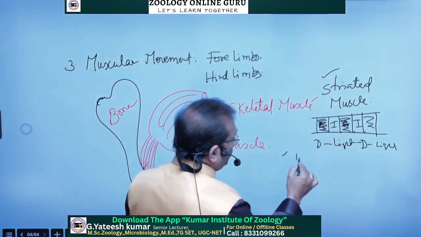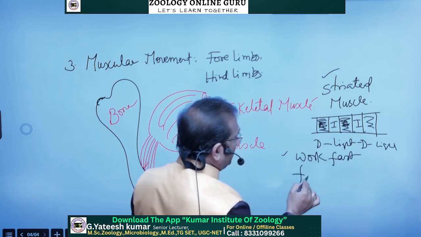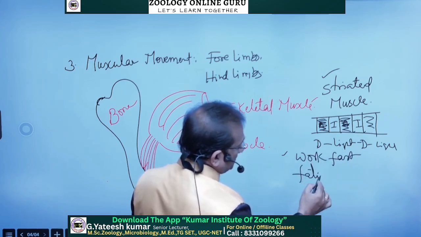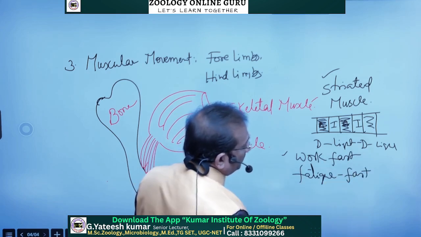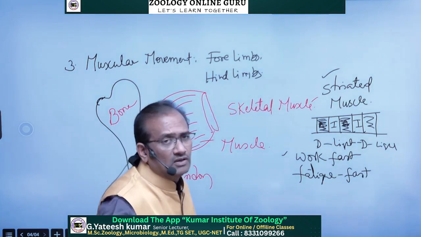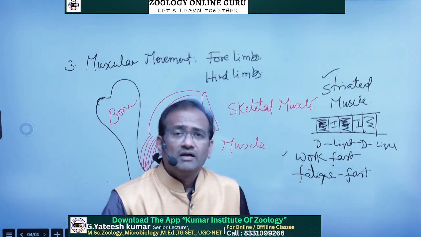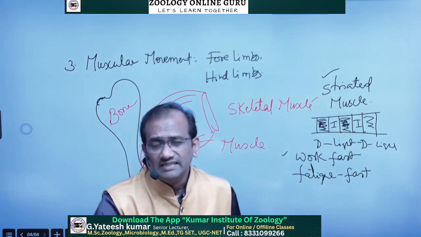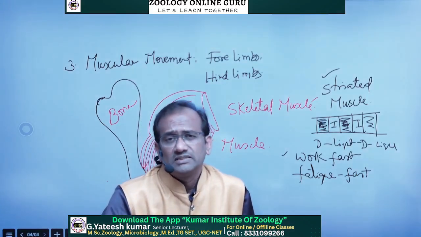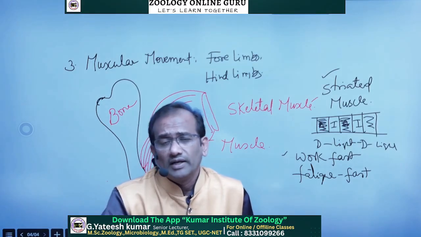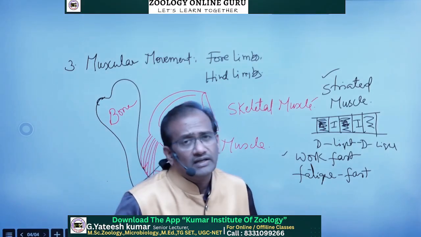The character of the striated muscles is that they work fast, and they also fatigue very fast. They can work very fast, but they tire very easily. After doing some work, we take rest, because skeletal muscles cannot work continuously. So the character is that they work fast and fatigue fast.